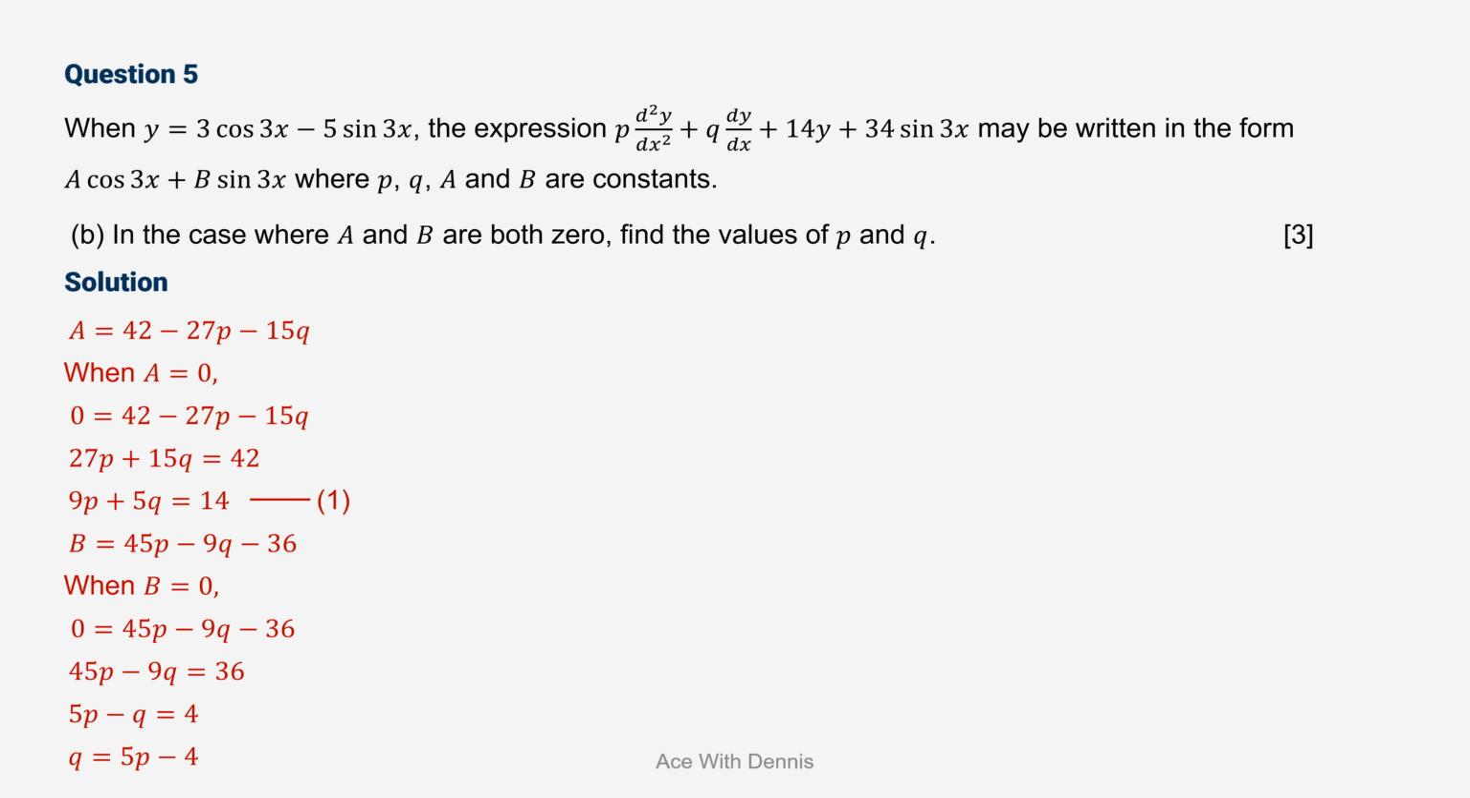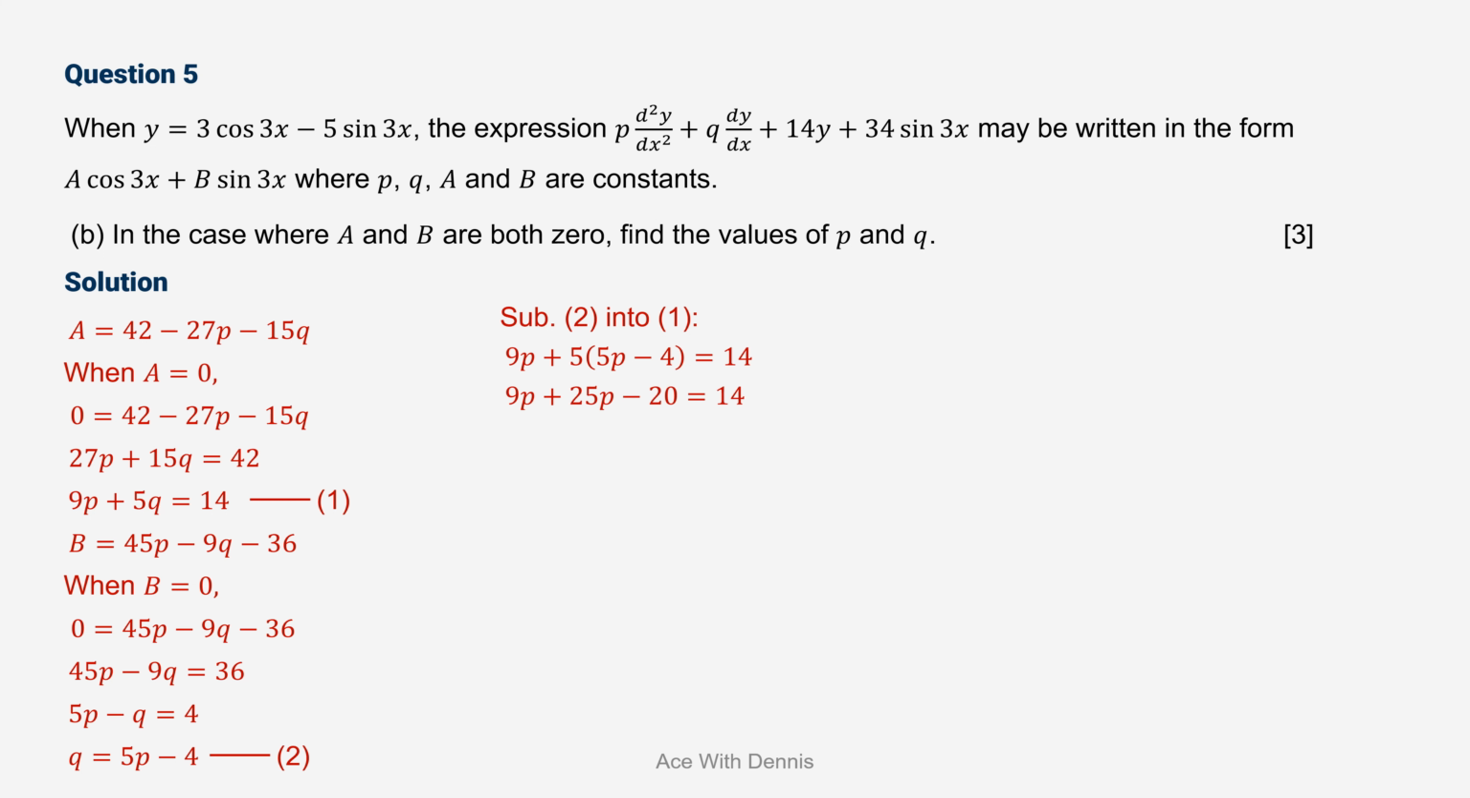Hence, q equals 5p minus 4. I will label this as equation number 2. Then I use substitution method to solve this simultaneous equation. Substitute equation number 2 into equation number 1. Hence, 9p plus 5 times 5p minus 4 equals 14.